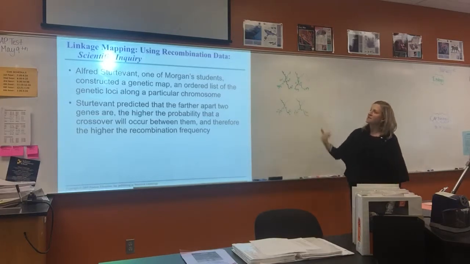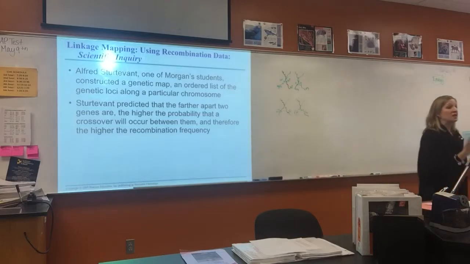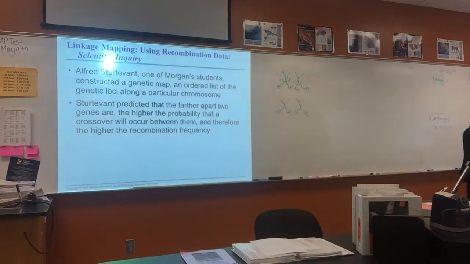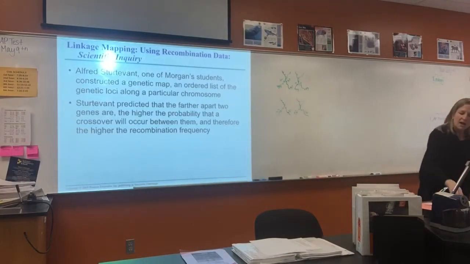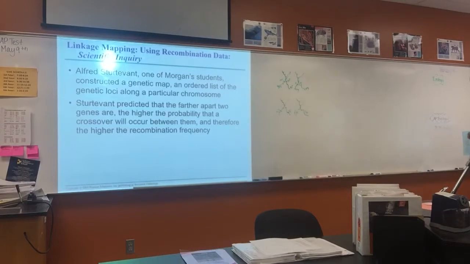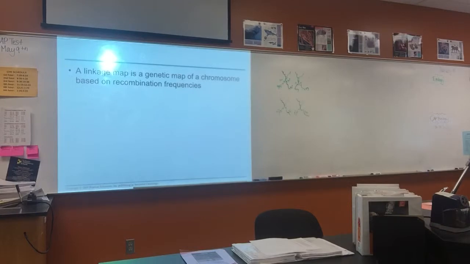It says that if you find out crossing over between two genes happens a lot, that probably means that the genes are far apart on the chromosome. If you find out that crossing over only occurs, like, 1% of the time, it doesn't occur very often, that probably tells you the genes are pretty close together, because the frequency is really low. And so that's what Morgan's student came up with. So then he was able to, from that, make a linkage map, a genetic map of a chromosome based upon recombination frequencies.